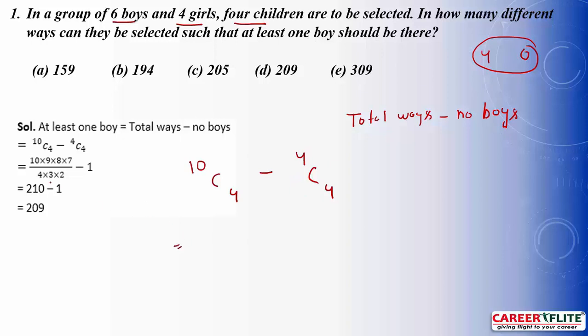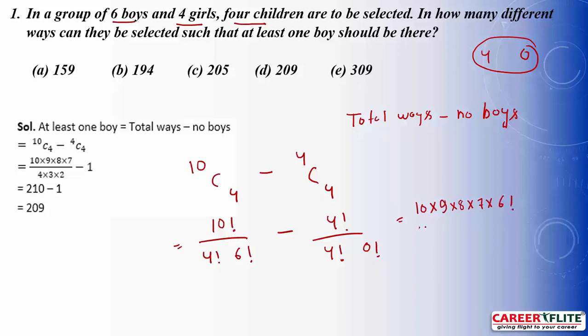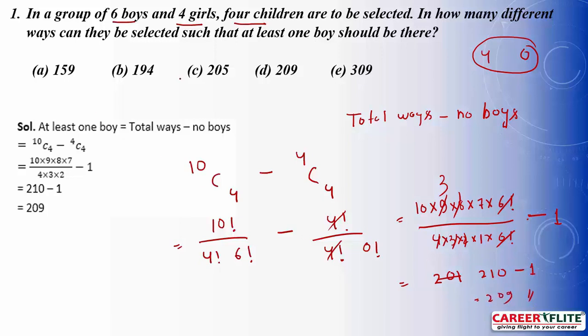If you solve this, you will get 10 factorial by 4 factorial into 10 minus 4, that is 6 factorial, minus 4 factorial by 4 factorial into 4 minus 4, that is 0 factorial. 0 factorial is 1. So 10 into 9 into 8 into 7 into 6 factorial by 4 into 3 into 2 into 1 into 6 factorial. The 6 factorial cancels, and 0 factorial is 1, that is minus 1. 4 2s are 8 and 3 3s are 9, that is 210, minus 1, it will be 209. So 209 is our correct answer.